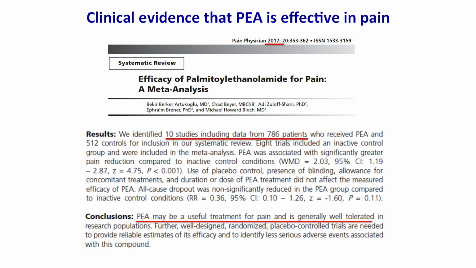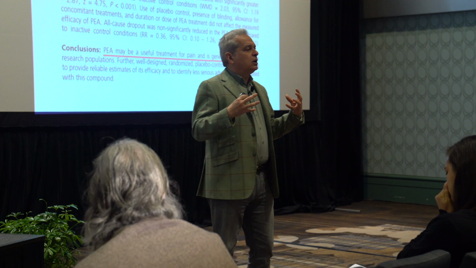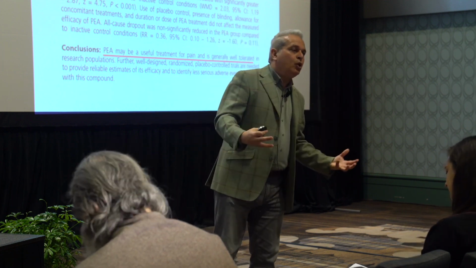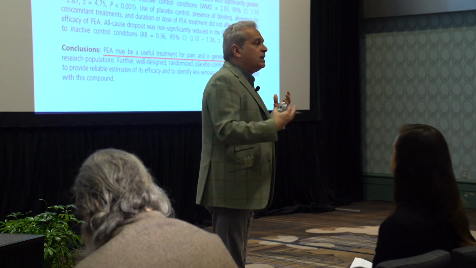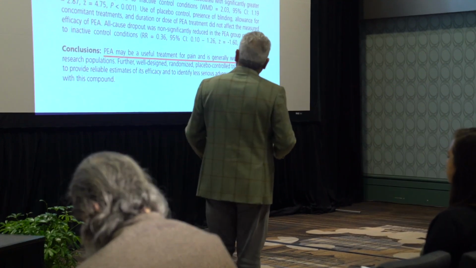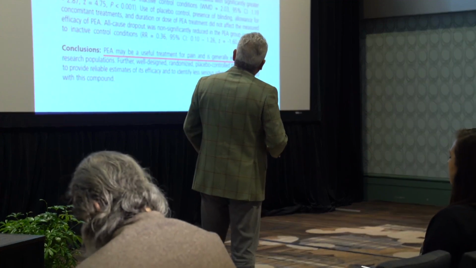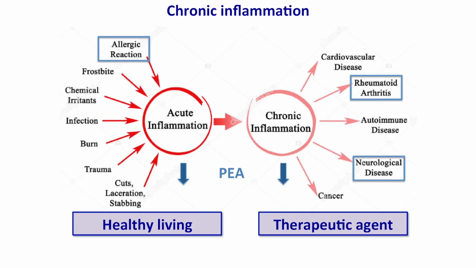That's a very important initial clinical support of the idea that PEA is an endogenous analgesic and anti-inflammatory compound. Now, of course, the authors also conclude that more studies are needed, and that's clearly always the case. So I would like to conclude, this is almost my last slide, by bringing in a very important concept, which is the difference between acute inflammation and chronic inflammation.